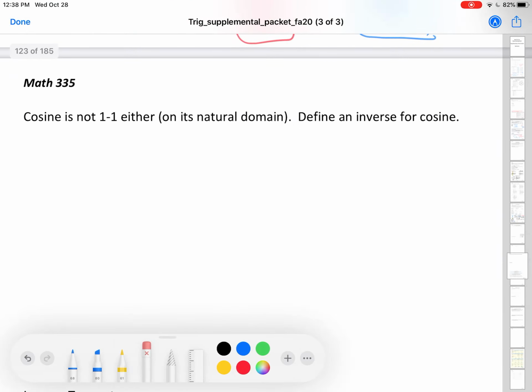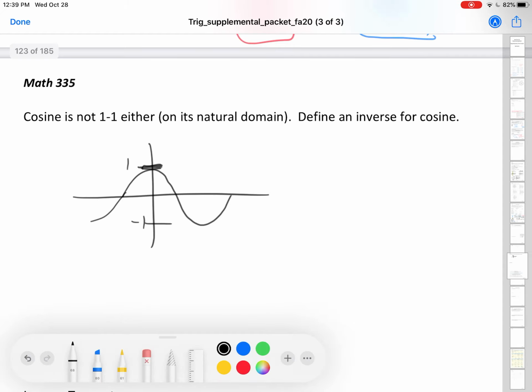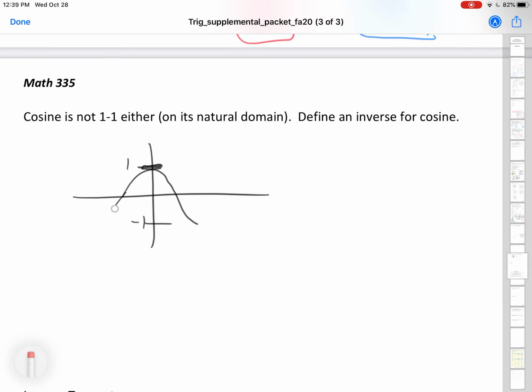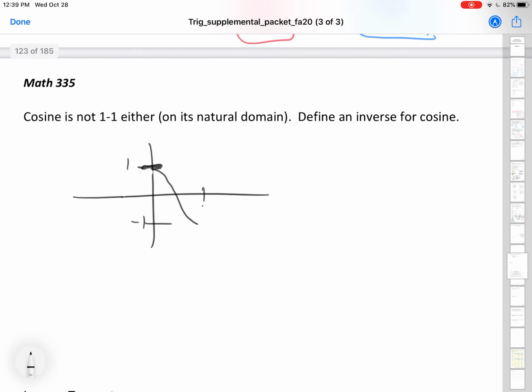Cosine's not one-to-one on its domain as well. Remember what cosine looks like. Cosine looks like this. We'll always cut it so that we span our regions from 1 to minus 1. So how are they going to cut cosine? They're going to cut it right like this. Cosine's different. They're going to cut it from 0 to pi.